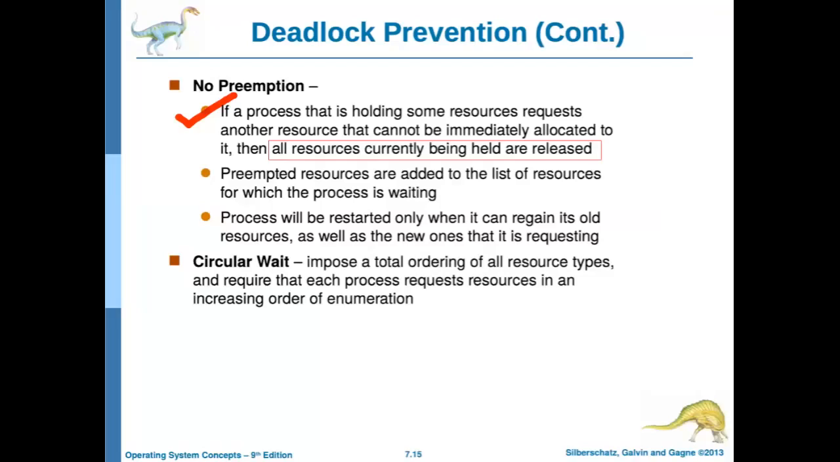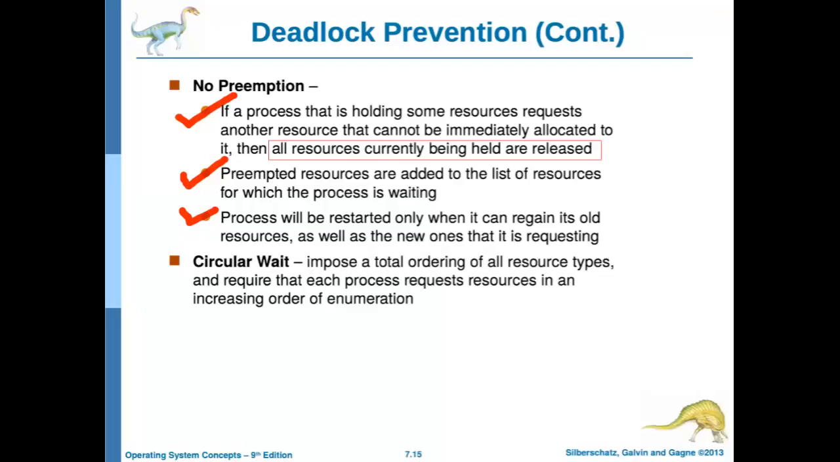So step number 1, step number 2, and step number 3. Step number 1 says that if the required resource is not available and you are holding any resource, release it. Step number 2: the required and preempted resources should both be added to the list of resources required. And step number 3: when all the resources that we have released and required are available, then the process starts its execution. So here we try to break the third condition, no preemption.